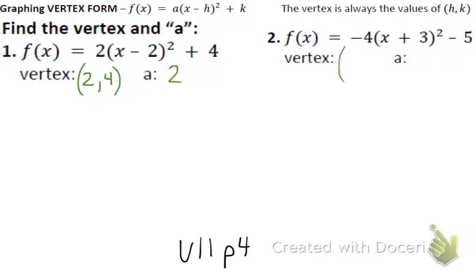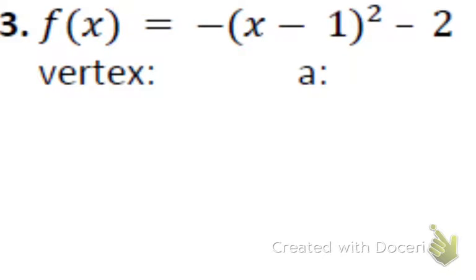Vertex on number 2 is negative 3, negative 5. Again, minus in the formula. And then the a is negative 4. On number 3, a is negative 1. You see a negative sign, you don't see a number with it, so that's a negative 1. And then the vertex is 1, negative 2. Remember, the minus is already there from the formula.